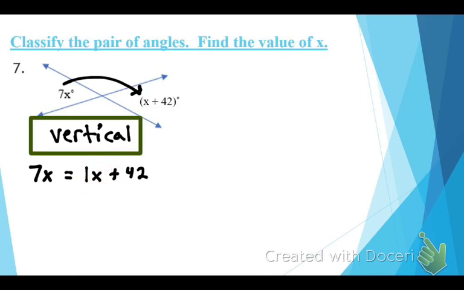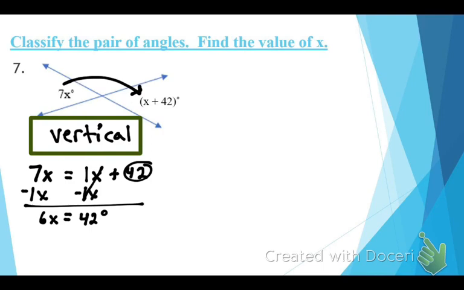My whole goal is to get the x by itself, all right? So let's see if we can at least combine the x's. Let's get rid of that 1x. How do I get rid of positive 1x? Negative 1x, or subtract by 1x on both sides. So this eliminates the x's on that side. Let's look at this, guys. What's 7x minus 1x? 6x. 6x equals, and on the left side, I'm left with 42 degrees. Now, how do I get the x by itself? Divide by 6 on both sides. What's the answer? 7 degrees.